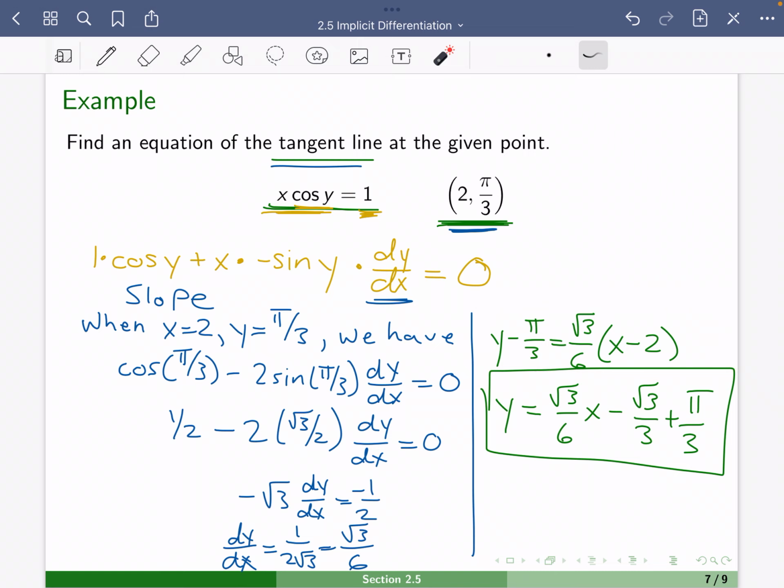All right, in our next video, we are going to look at another example that's going to require us to use implicit differentiation. So I will see you there.